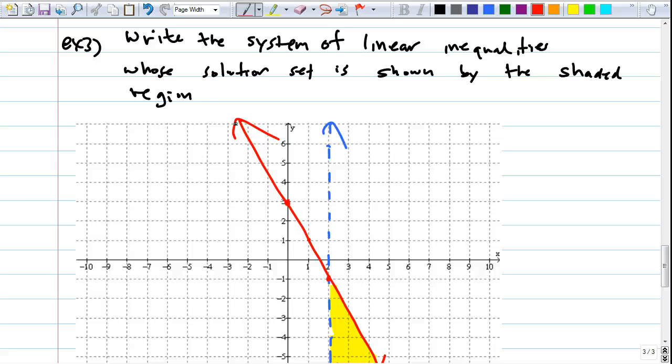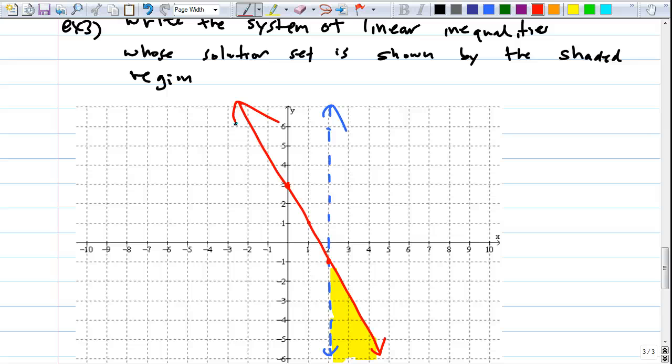It says write the system of linear inequalities whose solution set is shown by the shaded region. You see my shaded region? If that's my solution, can you tell me which system of inequalities gives you that region as your solution? Does that make sense? So we're going backwards. Now I'm giving you the solution. Can you tell me which system of linear inequalities makes up this solution? Go ahead, everybody, figure this out.